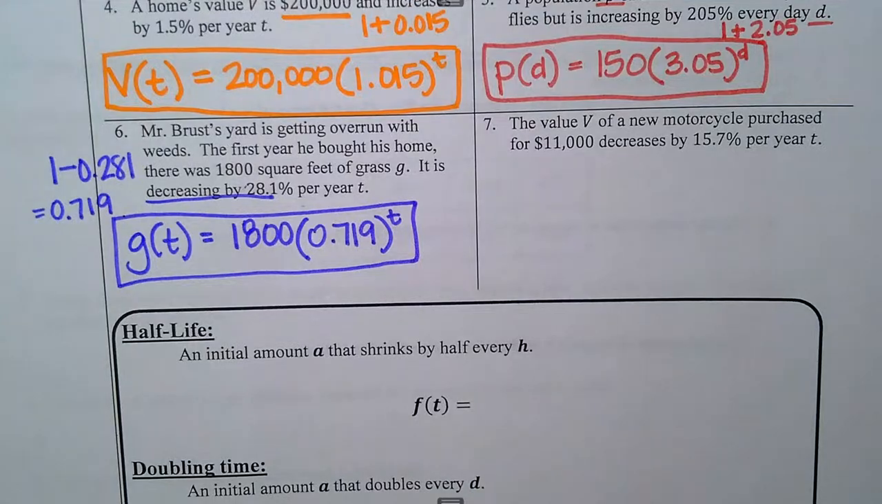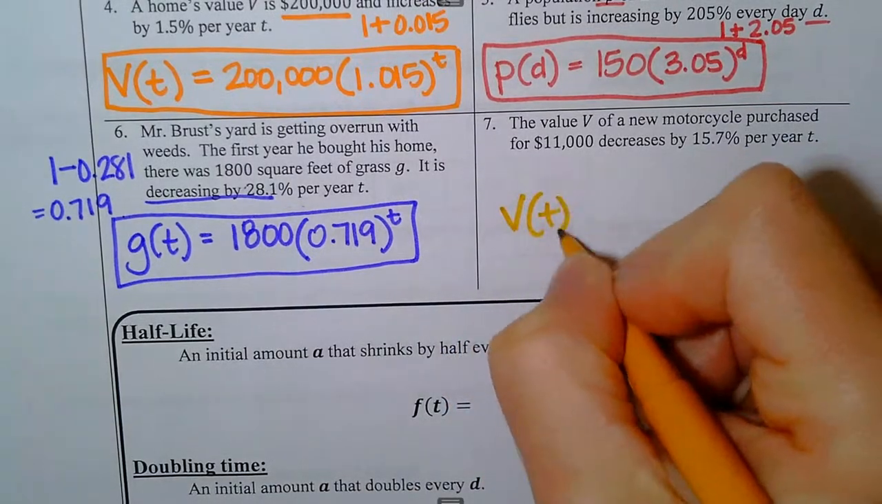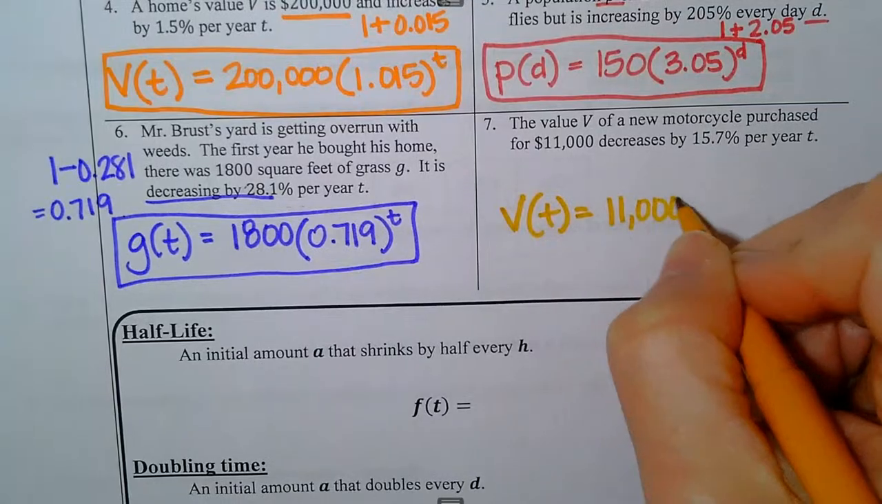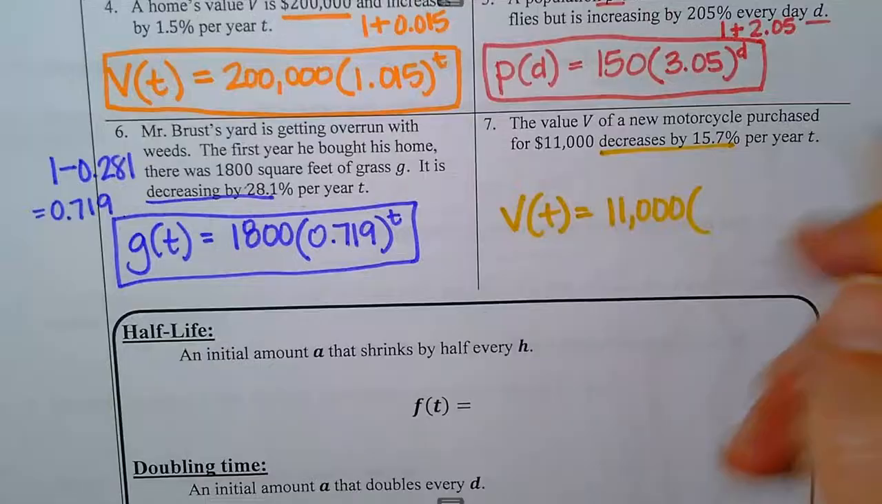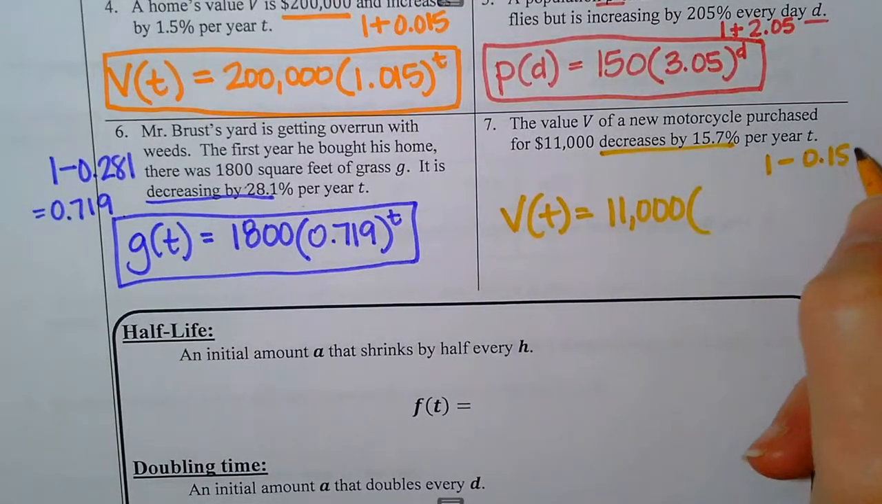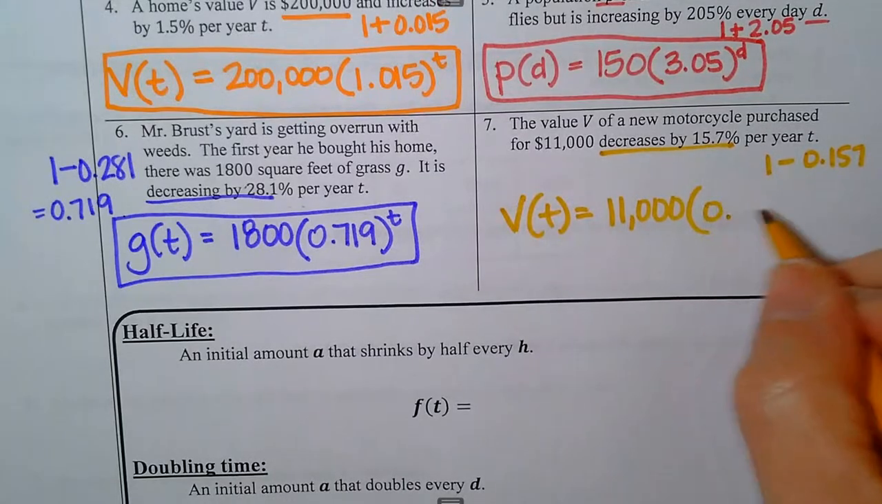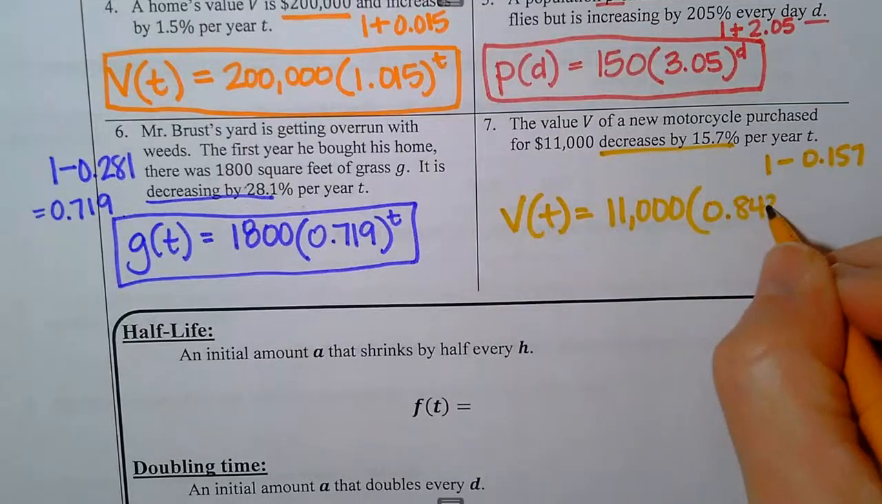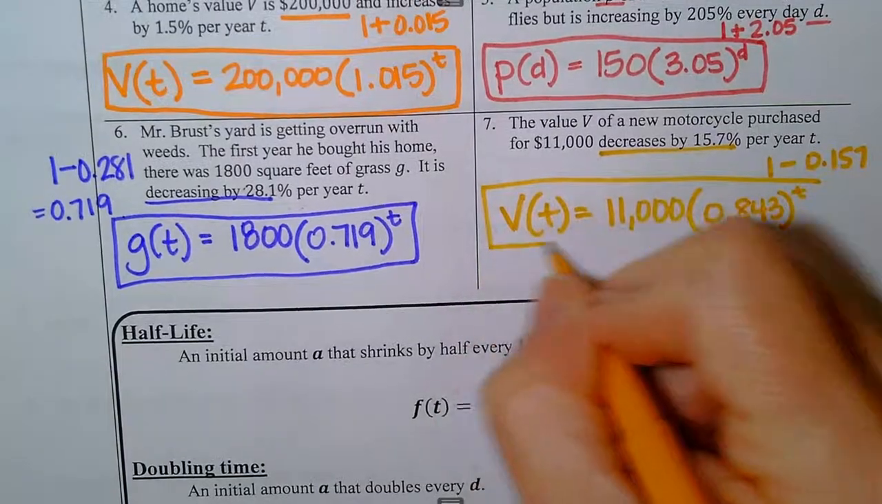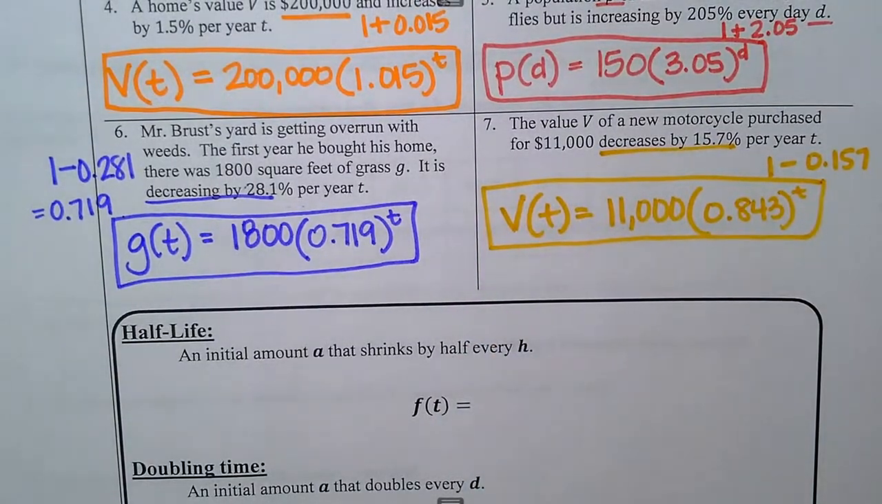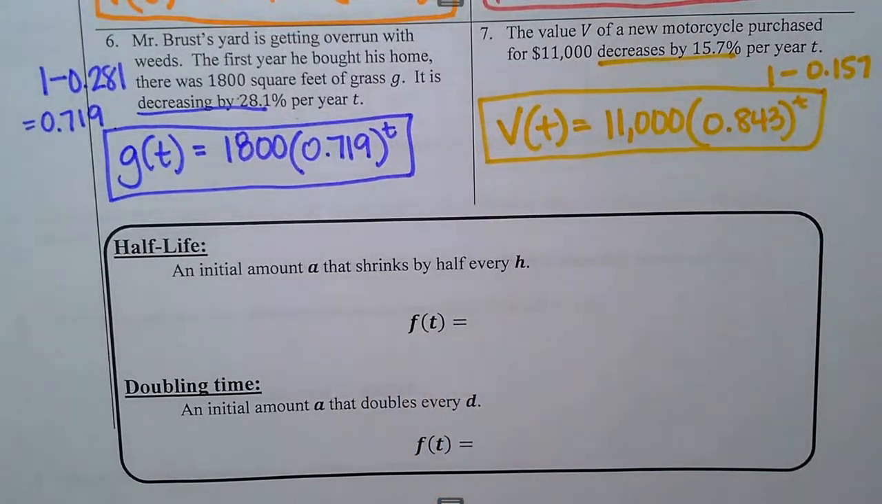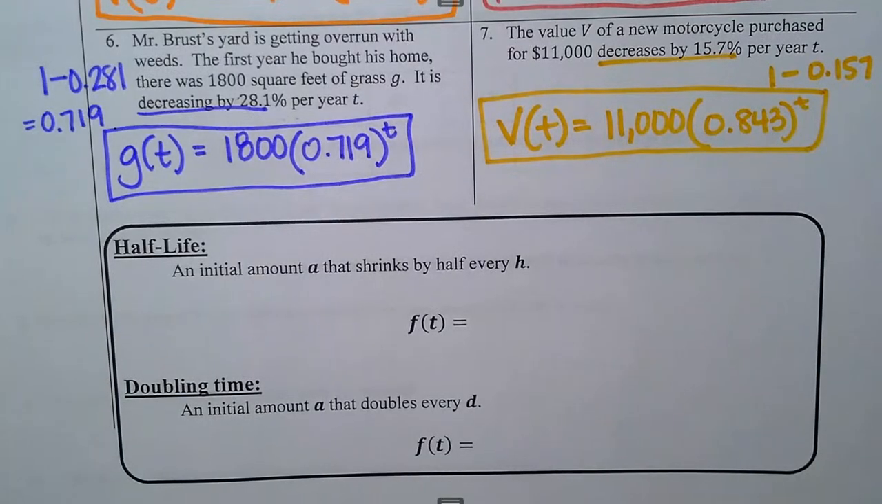Try the last one. See if you can get it. Okay, so I got V of T equals 11,000 times 0.843 to the power of T. Good? Okay, so when we talked about how this is represented, science comes about.